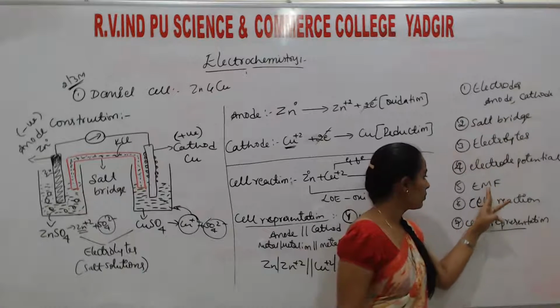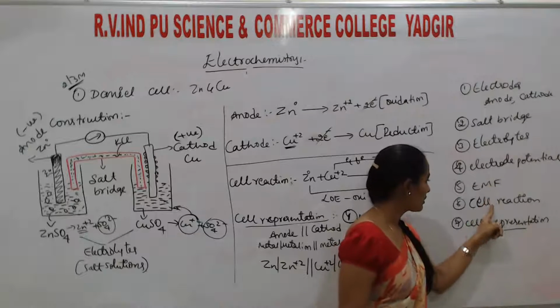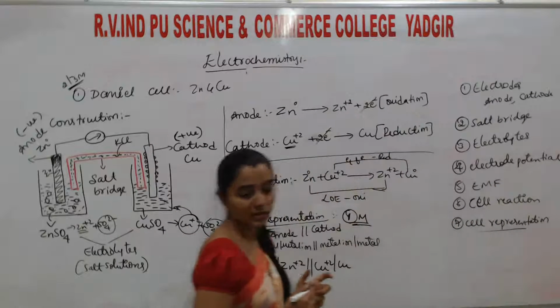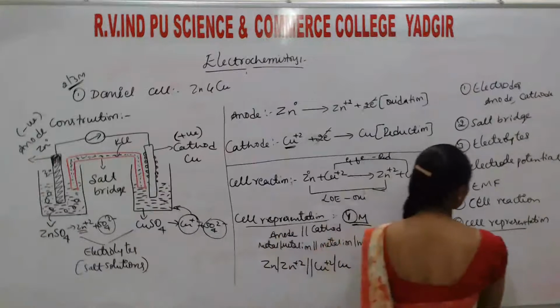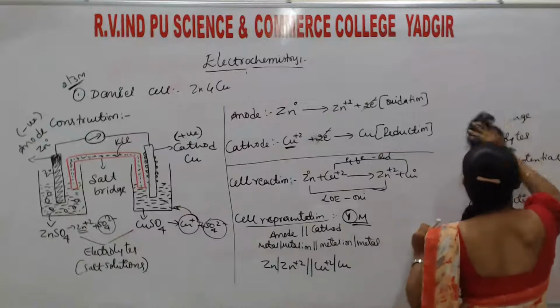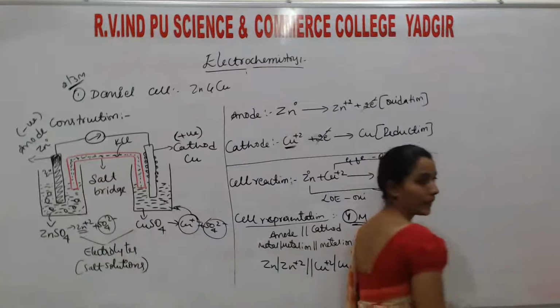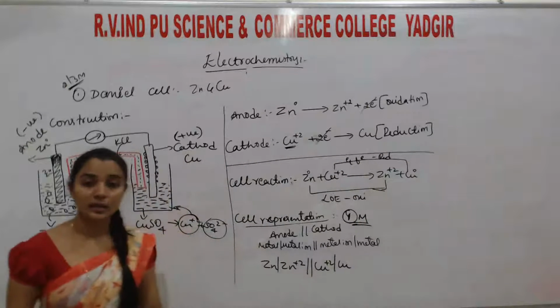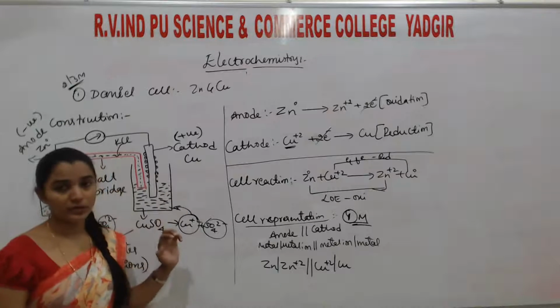Now I have to say electrode potential and EMF. Cell reaction we did, cell representation we did. Initially only EMF and cell reactions. So I will take here, it is EMF. What is electrode potential? So students listen, electrode potential means, potential means what? Energy. Okay, so energy, correct.